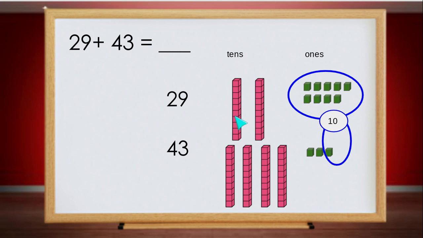So now I am ready to count 10, 20, 30, 40, 50, 60, and now I have 70. Plus, don't forget those 2 ones we left over in the number 43. It comes out to 72. So 29 plus 43 equals 72.